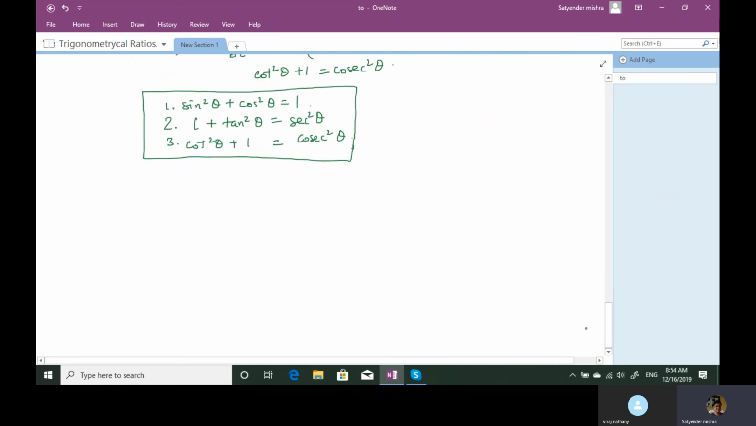Trigonometry is one of the easiest topics available in your syllabus.